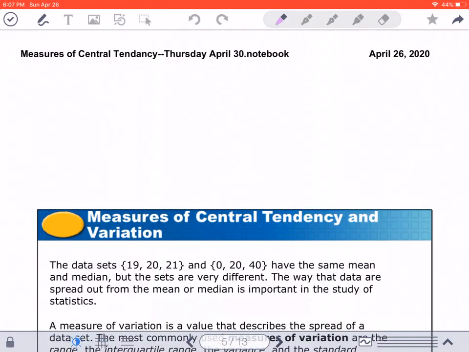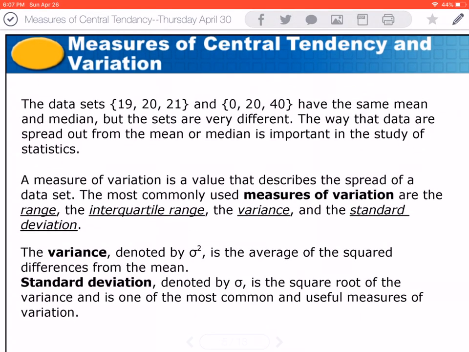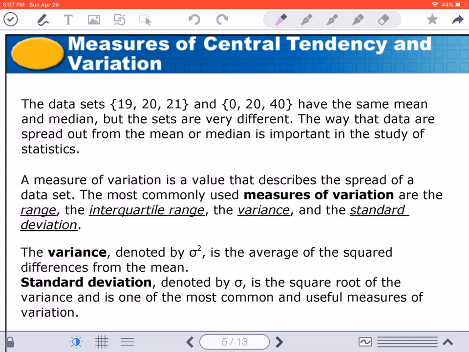All right, so let's talk about more measures of central tendency and variation. If we have these two data sets of 19, 20, 21 and 0, 20, and 40, what's interesting is that they have the same mean as well as the same median, but these sets are very different from one another. The way that the data are spread out from the mean or the median is important when we talk about statistics. Okay, so we have a couple measures of variation that we want to discuss.